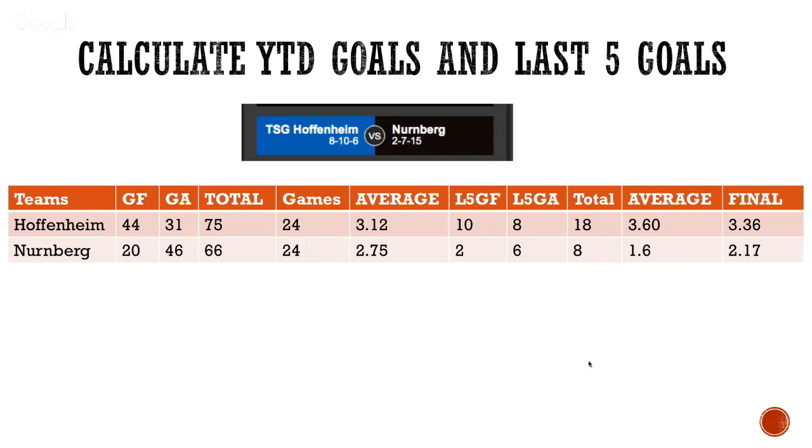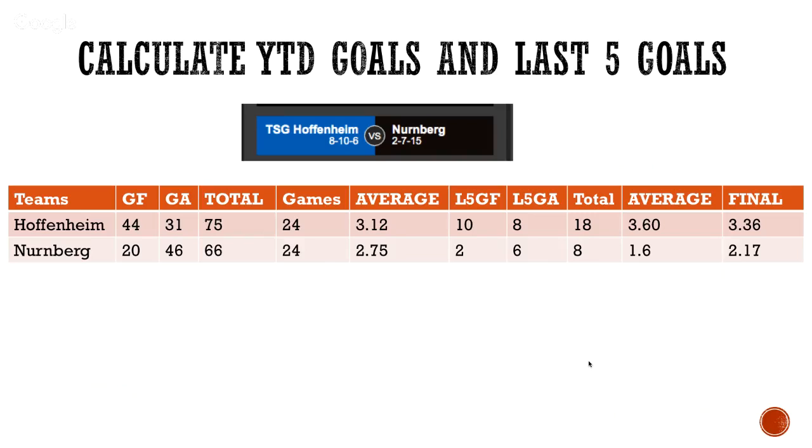So you go 3.12 plus 3.6, and divide that by 2, and that will give you 3.36. So Hoffenheim's final number is 3.36, and Nürnberg's final number is 2.17. So we take their total year-to-date average of goals, and we take the total amount of the last 5 games, add those together, and divide by 2.